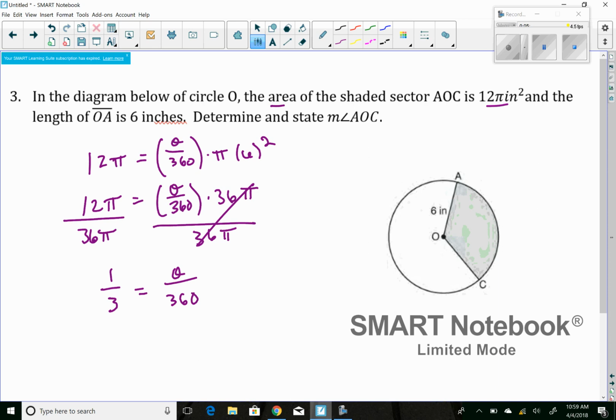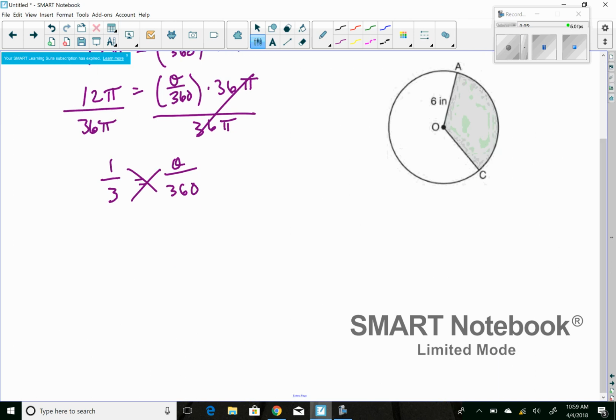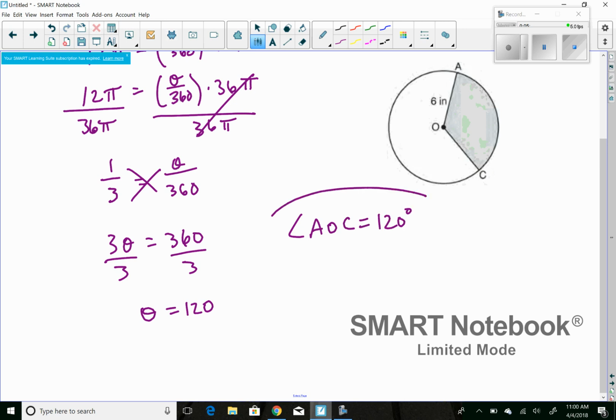And then I have two fractions equal to each other. And you might be saying, I don't know what to do there, but you do, because anytime we see two fractions equal to each other, we always cross multiply. That's an algebra skill. So then we have 3 theta is equal to 360. If you don't like theta, just use x, it's fine. Divide both sides by 3, and we get theta is equal to 120. So angle AOC is 120 degrees.